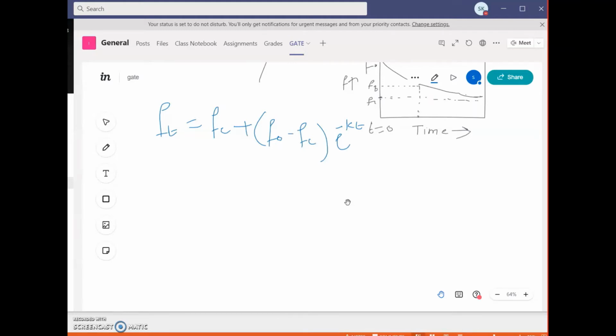So we'll take the log on both sides. By taking the log on both sides, the same equation I will write here. I'll select the pencil.